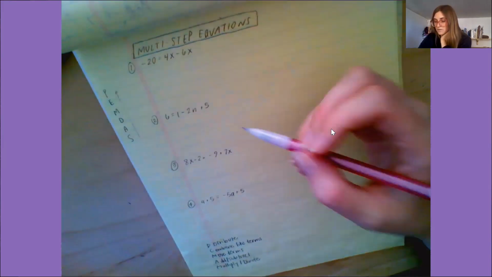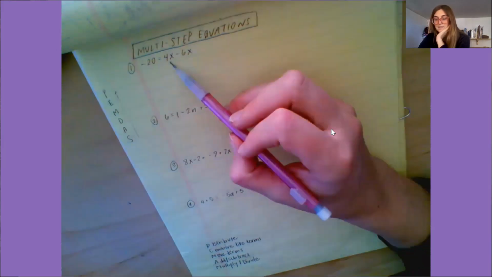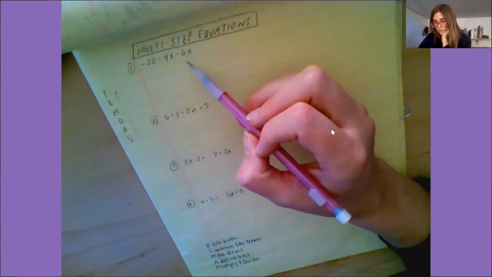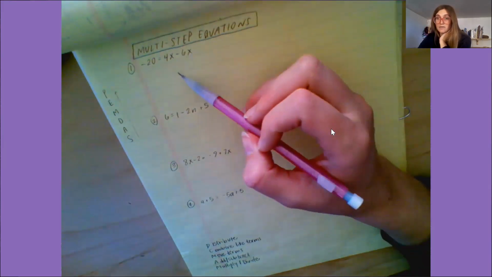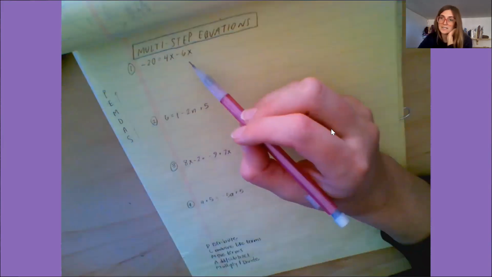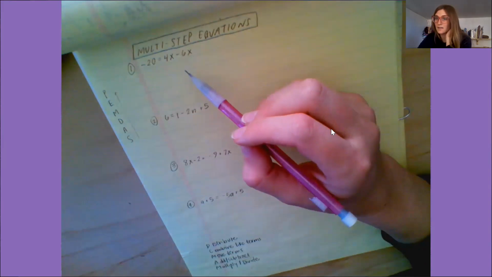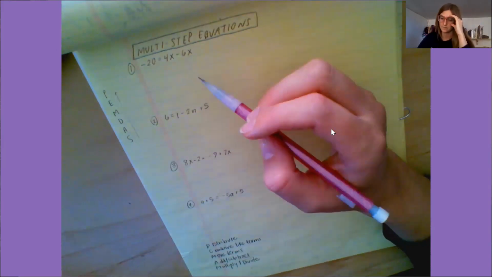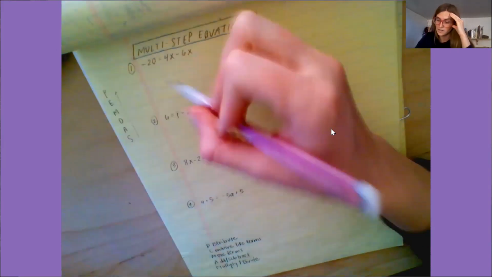Okay, so think about those two different ideas as we are working through these problems. So let's look at this first one. Negative 20 equals 4x minus 6x. So there's nothing to distribute here. Everything's just okay as it is. So what I'm going to do first is combine like terms. So over here, I just have the negative 20.